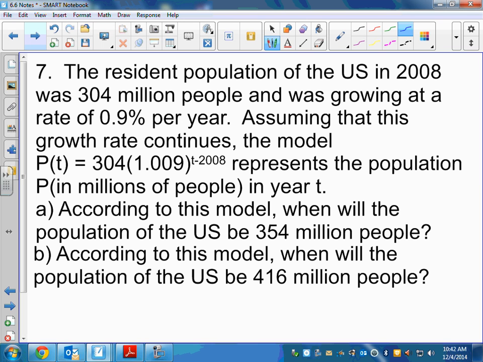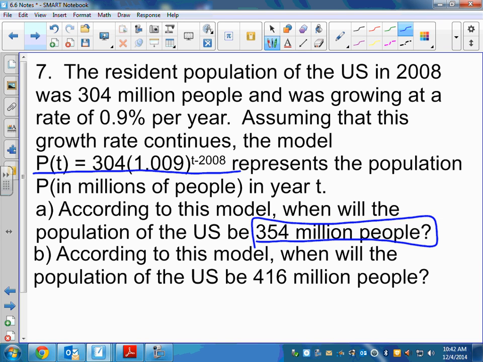The resident population of the United States in 2008 was 304 million people and was growing at a rate of 0.9% per year. Assuming that this growth rate continues, the model, so they give you this equation, notice it's an exponential equation, P = 304(1.009)^(t-2008), represents the population in millions of people in year t. So they tell you the equation, they tell you P represents the population, and the year is t. According to this model, when will the population be 354 million people?